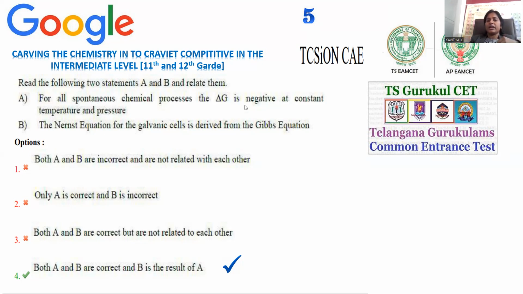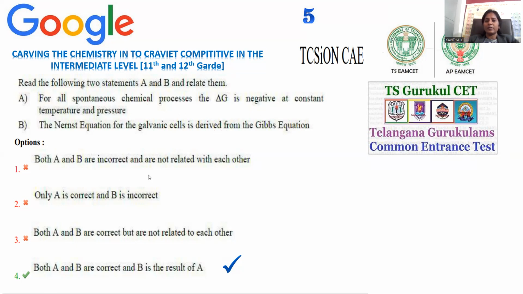In that spontaneous reaction, delta G, which is nothing but the internal free energy change, must be negative. This is the condition for a spontaneous reaction, and we need to maintain constant temperature and pressure. So this is correct only. The Nernst equation for the galvanic cell is derived from the Gibbs equation. This is also correct. Both A and B are correct, and B is the result of A only.